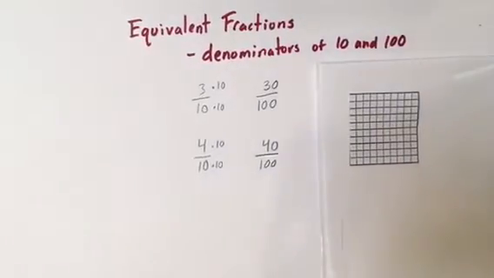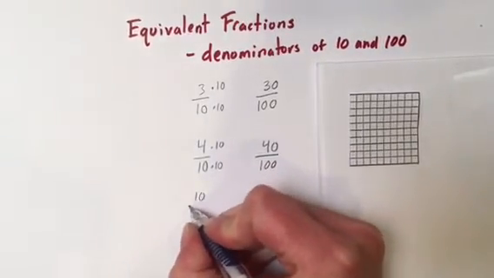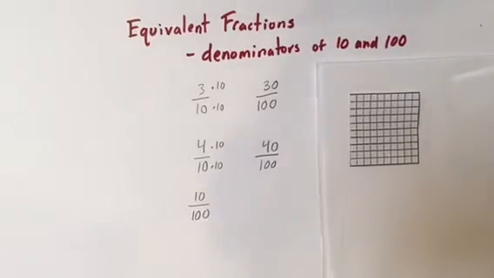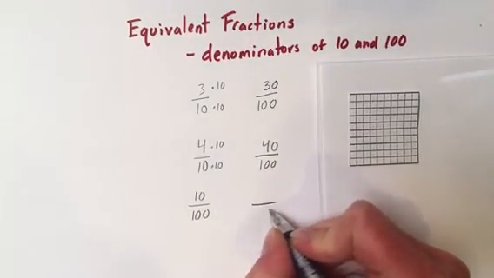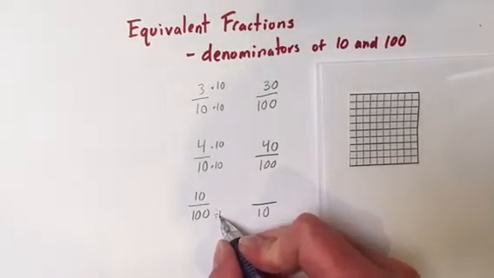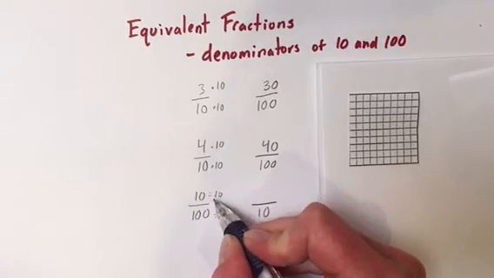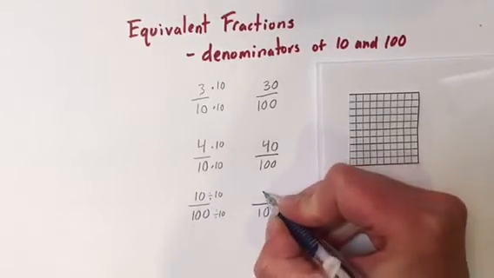Now let's look at how I would take something like 10/100ths, and I need to find an equivalent fraction that has a denominator of tenths. I want to go from the hundredths to the tenths. What would I do? How am I going to get 100 to be 10? I can't multiply anything times 100 to get 10, but I can divide. 100 divided by 10 equals 10. Can I do 10 divided by 10? Yes, I can. 10 divided by 10 is 1.